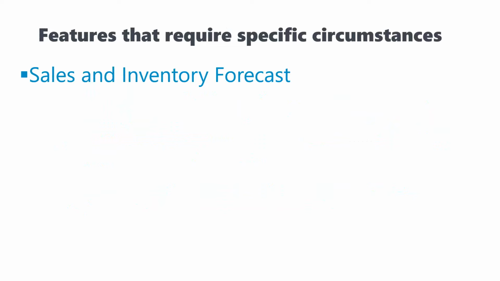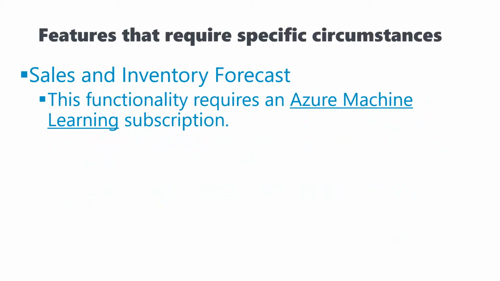The sales and inventory forecasting tool within Business Central uses machine learning. Because if you're running in an on-premise environment, you will not have inherently built-in access to that artificial intelligence or machine learning. So you will require your own Azure machine learning subscription to be set up in order to use that functionality.